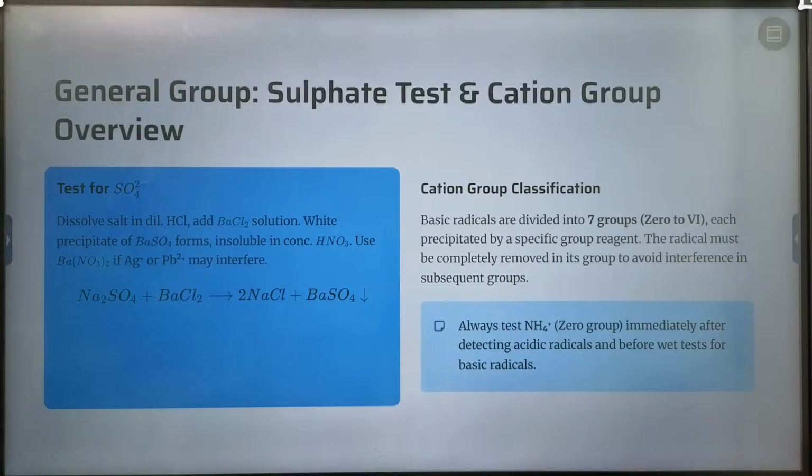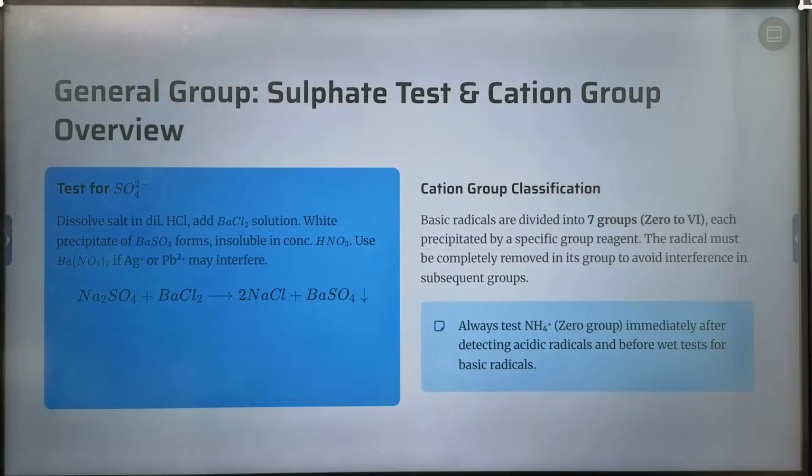When you go for the cation classification, we classified the anions into three simple groups, right? But we classify the group of the cations into seven different groups. In those seven groups, we start from zero, first group, second, third, fourth, fifth, and sixth group of cations. For each and every specific cation, we have to move in the chronological order, because the presence of one of the cations will interfere with the analysis of the other cation. So you have to follow the chronological order for the analysis.